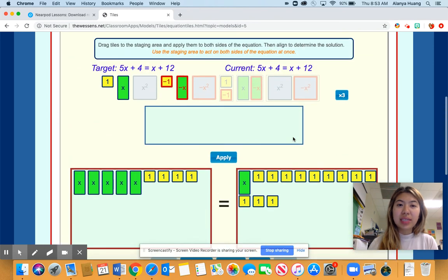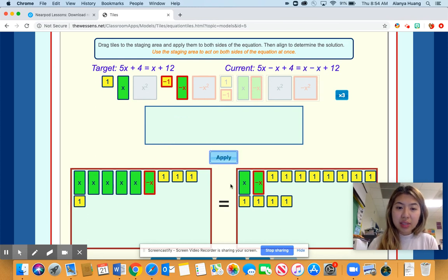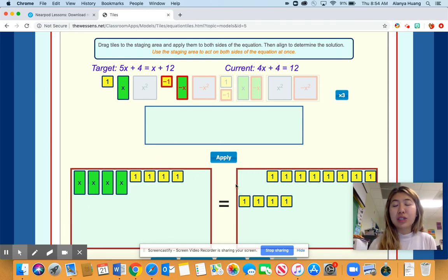Another example is this simulation right here. We have 5x plus 4 is equal to x plus 12. So we have 5x on this left side plus 4, and then x plus 12. First we're going to get rid of one of the longer rectangular boxes. That is the same thing as making our first zero pair for our variable. And then we have to make a zero pair for our constants. So I'm going to add 4 zero pairs here.